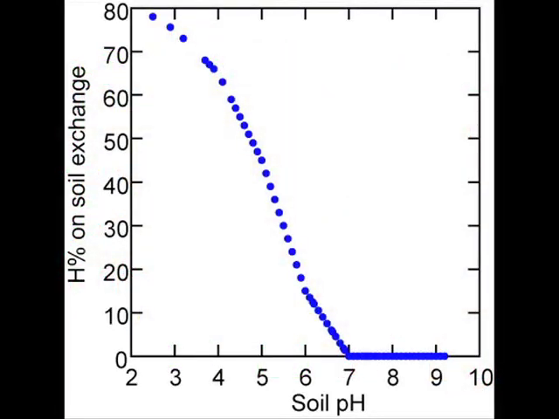This graph provides a rough estimate of the percentage of the soil exchange sites that will be occupied by hydrogen at various soil pH levels. There are many factors that influence the performance of soils, so this is a simplified model, but it gives you a general idea that at low pHs there are more hydrogen ions on the soil exchange, and as pHs increase, the percentage of hydrogen ions goes down.